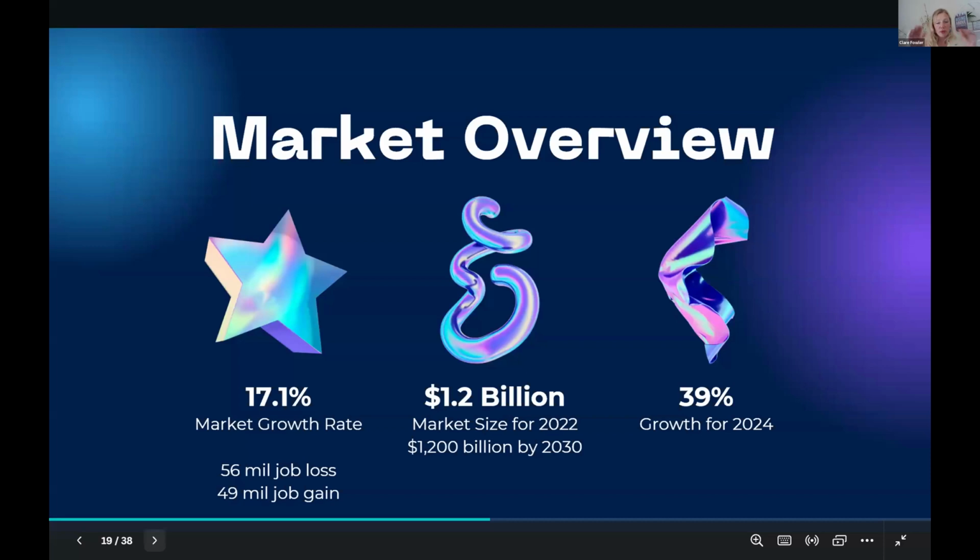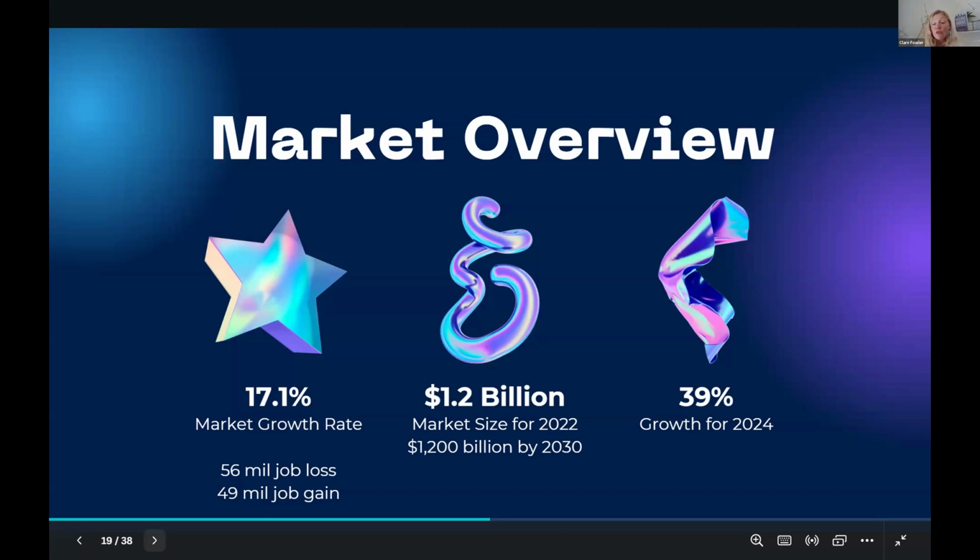Let me finish up with where we are here. So looking at the market right now, 2022, we saw a 17% market growth rate. A lot of concerns. We're going to talk about ethics in just a minute. And this is one of the concerns: AI is going to take my job. And it's true. In about the next 5 years, they're expecting AI to take about 56 million jobs.